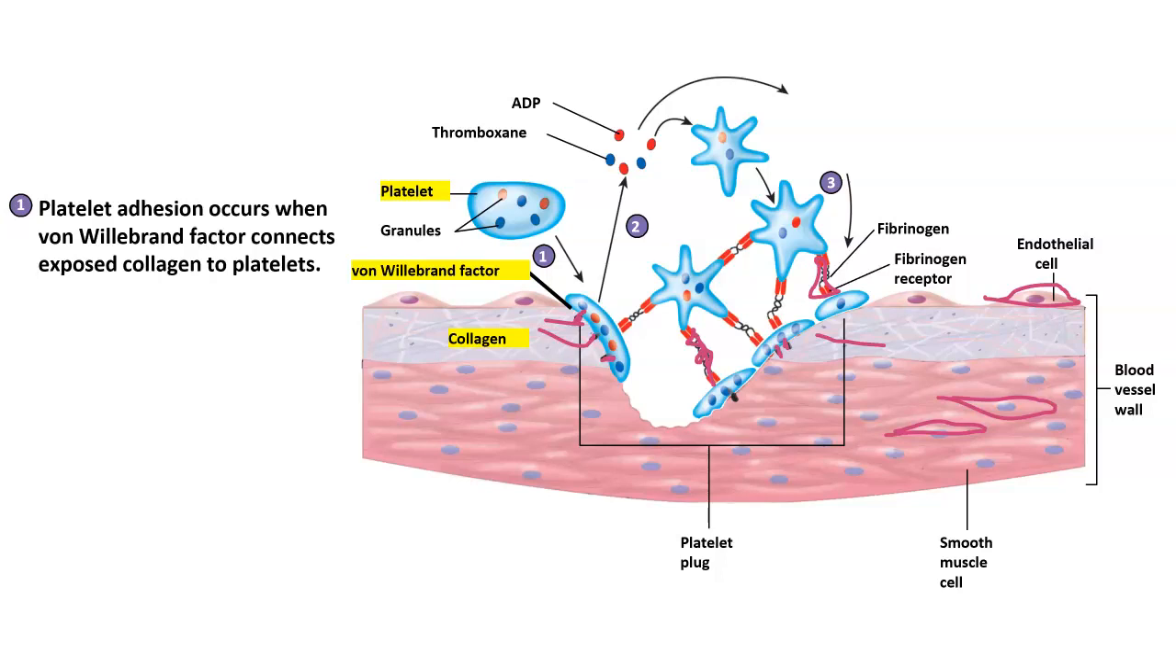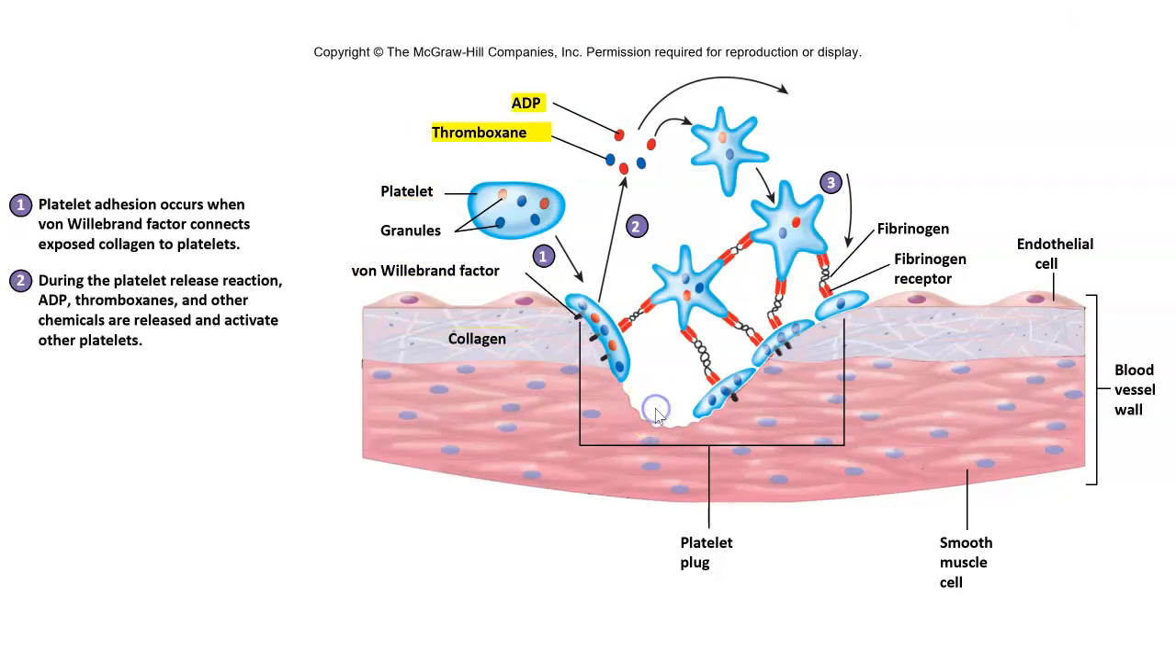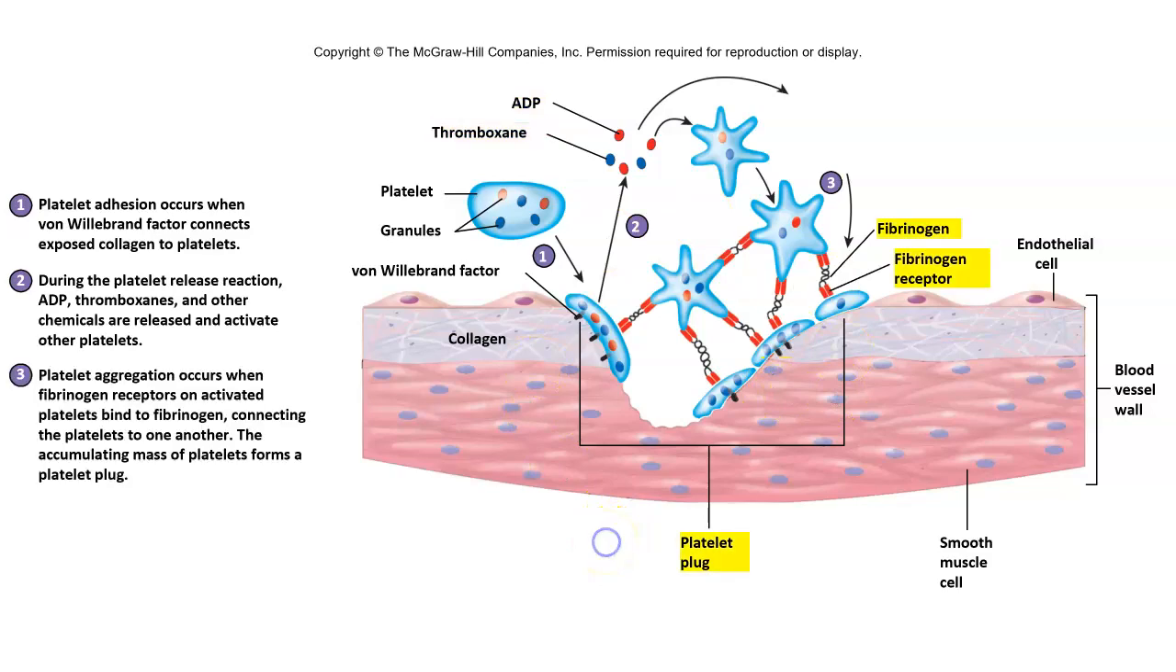Platelets that have attached to the area of injury will begin to secrete thromboxanes and ADPs that will attract more platelets to the area and make them more and more sticky. Okay, so we can see here more of the events, the platelet aggregation.